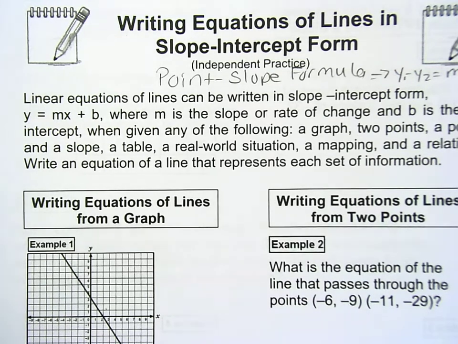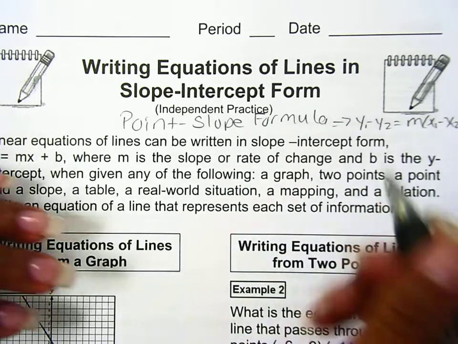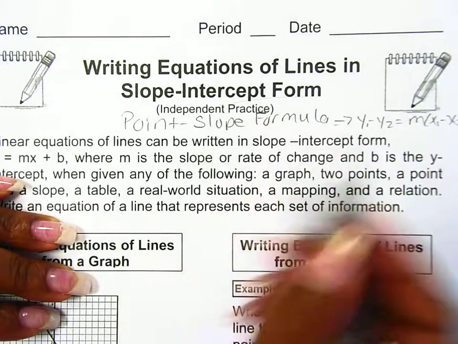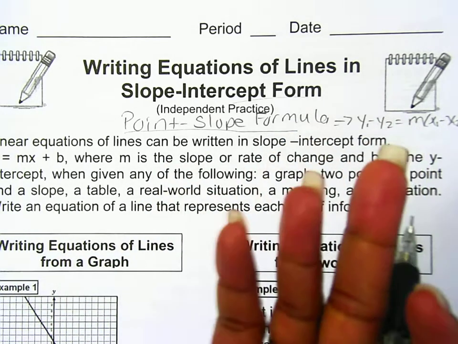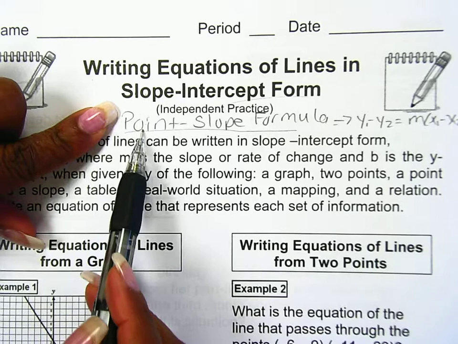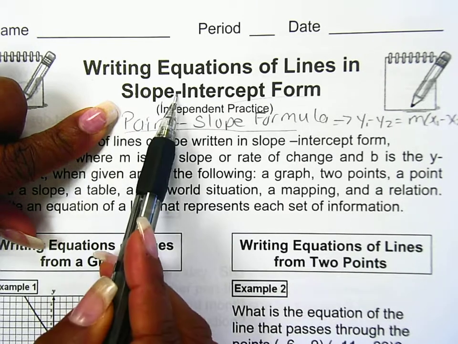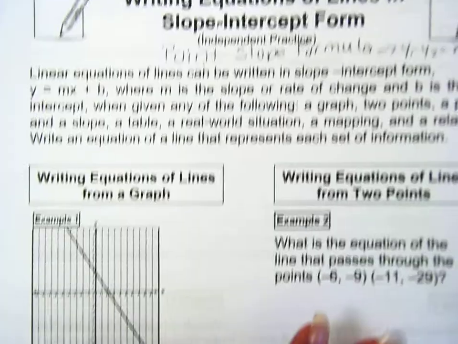Hello everyone, this is Lady Manu coming to you again with writing equations of lines in slope-intercept form, but in point-slope form, and probably it could be in standard form just as well. But we're going to really focus on these two, point-slope form and slope-intercept form, and I make a suggestion on which way is the best way, okay?